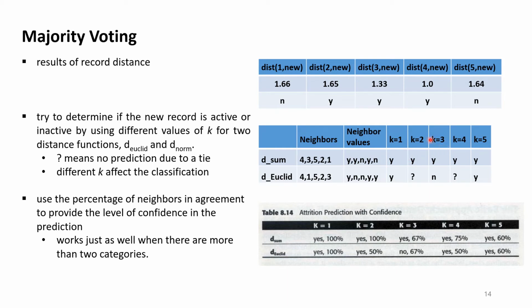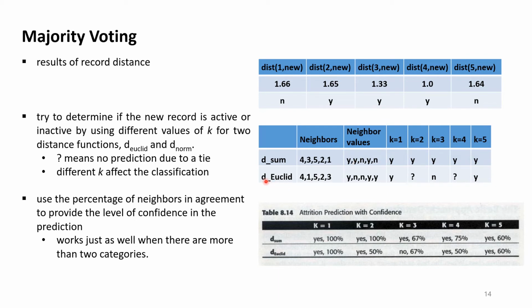And if k is 3, that means you choose 3 neighbors. So you choose 4, 3, 5, and their corresponding class values are y, y, n. In majority voting, the class value with the most votes wins. So we have 2 y and 1 n, so y is the winner. So your prediction is y. The same thing if k is 5, you choose all of them, and we have 3 y, 2 n, so y is the winner.